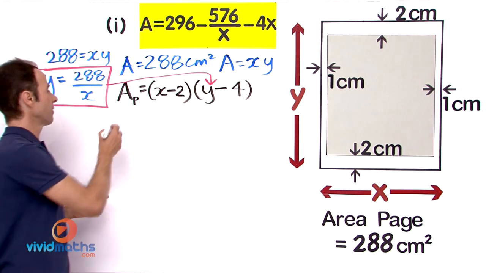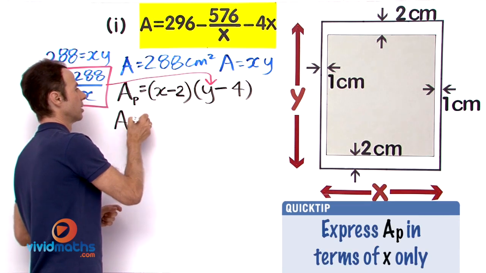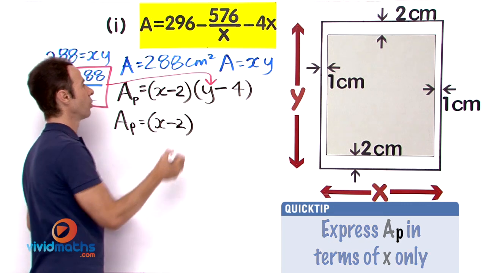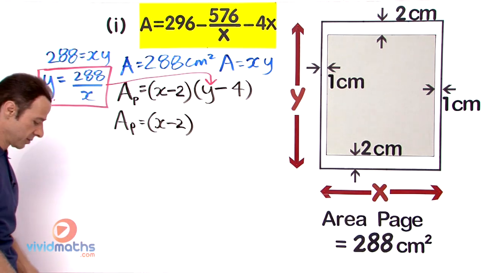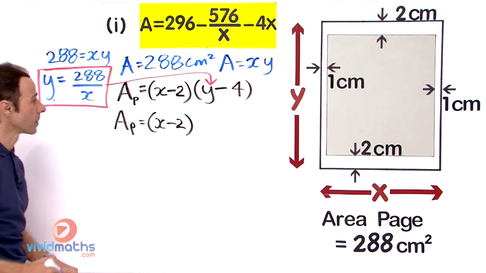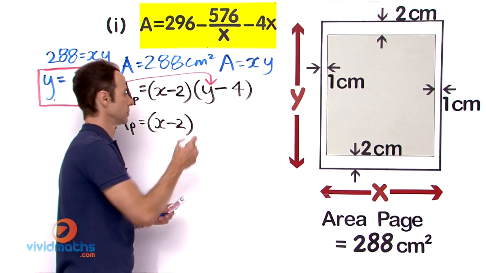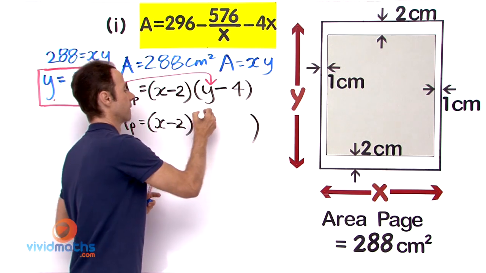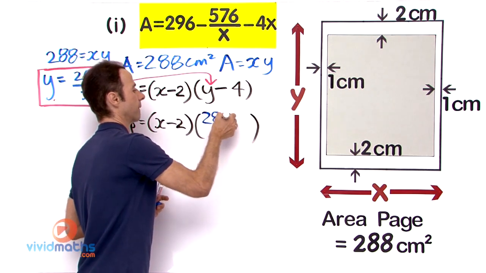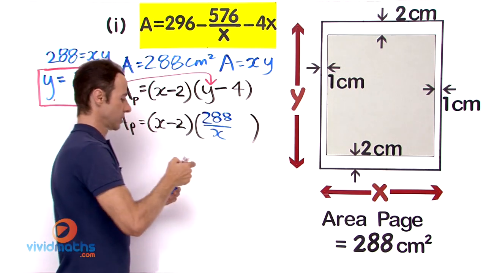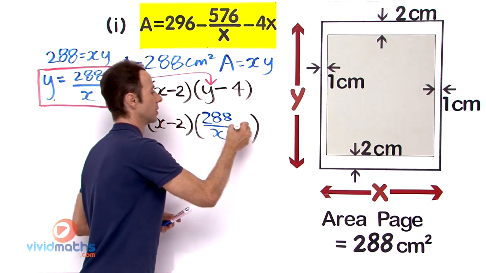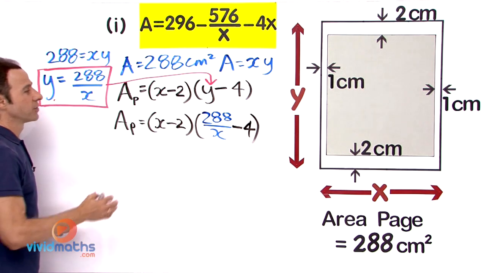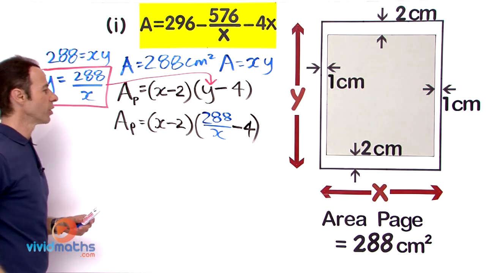So now we're going to have area of printed equals x take away 2, and then the y becomes 288 on x, times x subtract 4. There we go. Now all we have to do is expand this using the FOIL method.